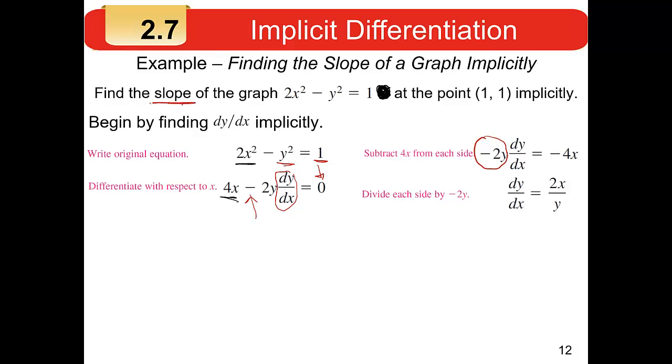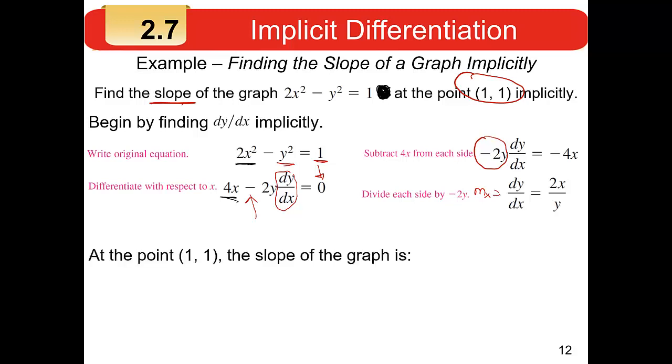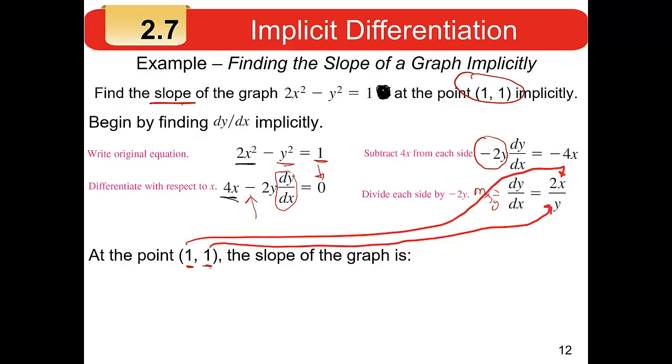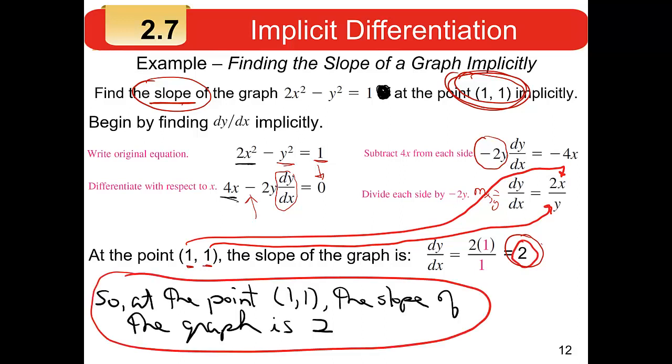The problem says find the slope at a particular point. So although this represents the slope at any general value of x, to find the particular point, we want to know x and y. We want to find it at the particular point where x is 1 and y is 1. So all you have to do is plug 1 in for x and 1 in for y, and you'll end up with 2. So the slope at the point (1, 1) is 2. Very straightforward if you understand what you're being asked to do.